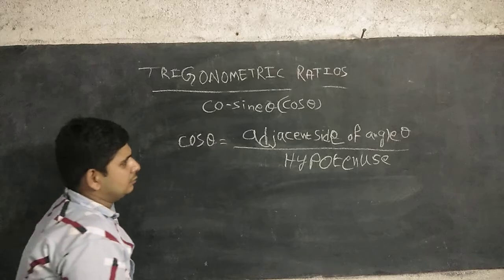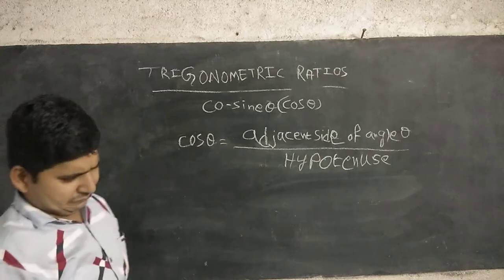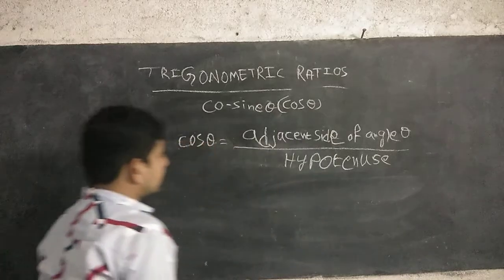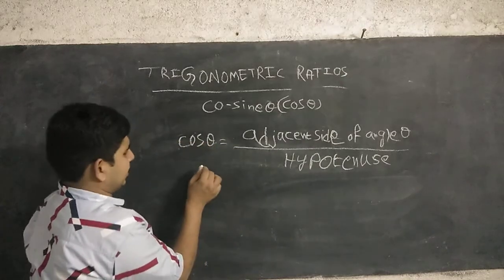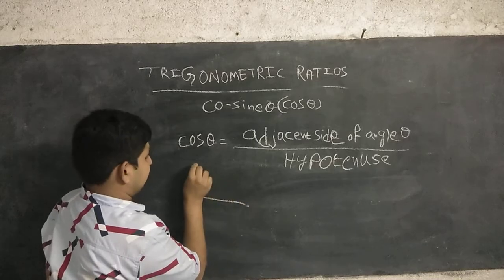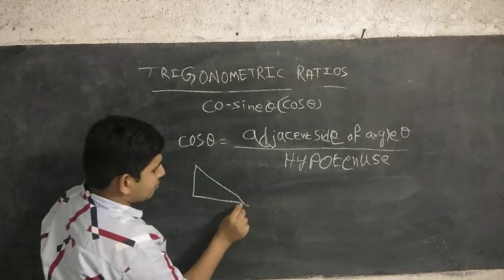Now let us discuss an example. Let us take one triangle PQR.